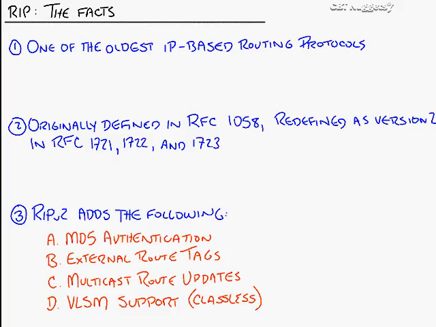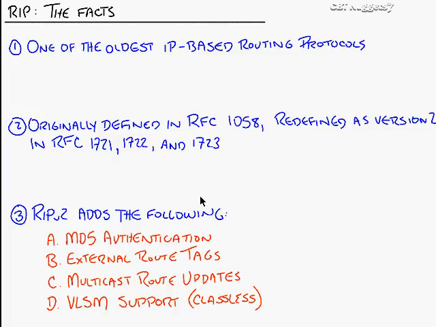But before we get into that advanced configuration, let's just talk about the facts to kind of get our blood flowing here. Number one, RIP is one of the oldest IP routing protocols that is out there. It essentially came out around the same time as IP itself, so that should tell you something about it. If it's been around that long, despite all of its limitations, it has to have some good, reliable, and simplistic setup methods. It was originally defined in RFC 1058, which is pretty old, and it was redefined as version 2, which added quite a few things in RFC 1721, 22, and 23.